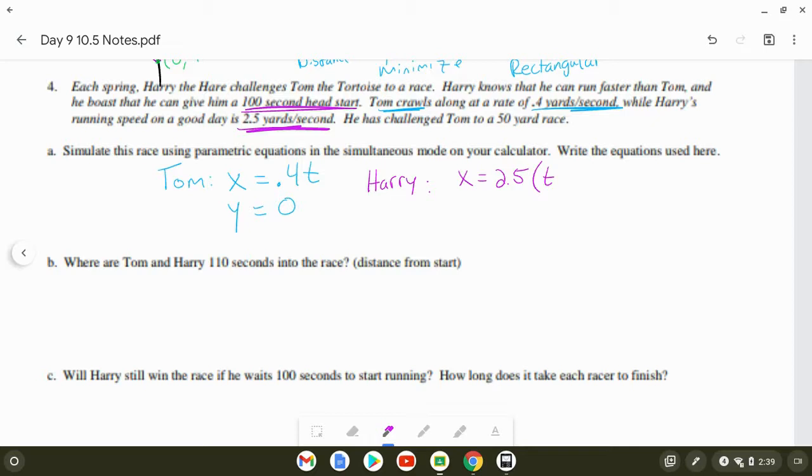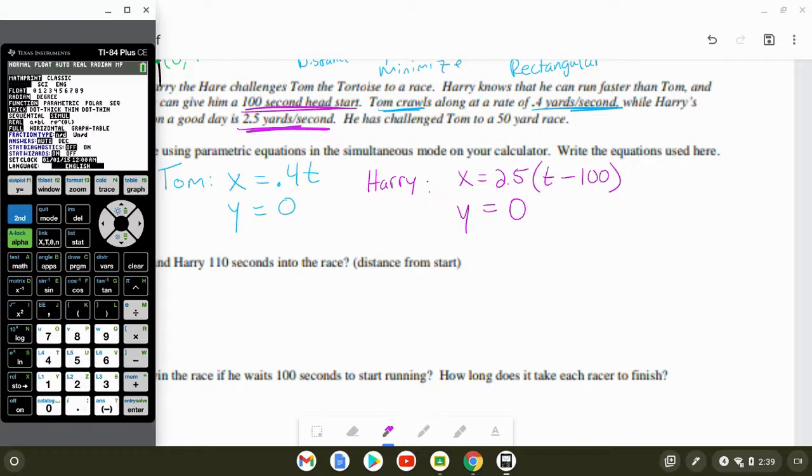For Harry, he's got x equals 2.5 yards per second, but he is losing 100 seconds to start. So the time he's losing is 100 seconds because he gave Tom a head start. The vertical distance over this race is, again, 0 for him because they're just running on a two-dimensional plane. So if we plug these in, for parametric, because we want simultaneous motion, Tom is 0.4t, and 0 for the vertical. Harry is 2.5t minus 100 with the 100-second head start, and again, 0 for the vertical.